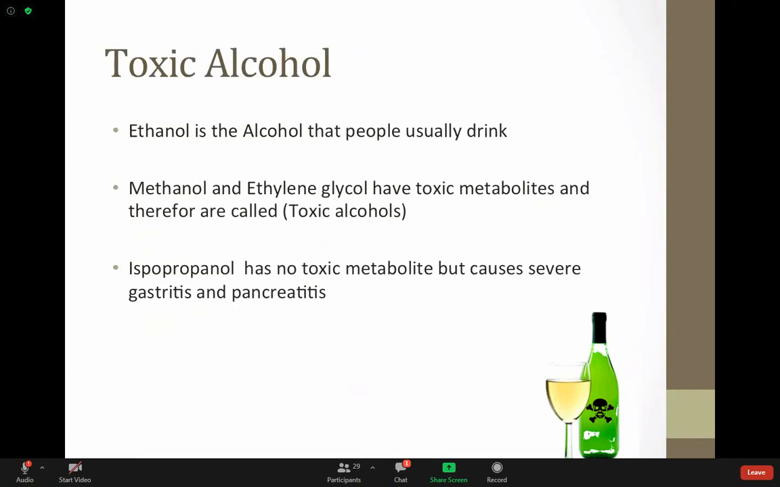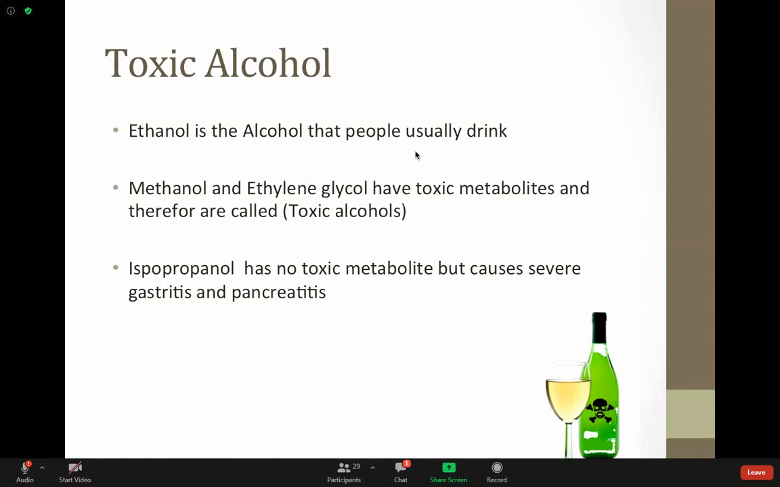Toxic alcohol: you may have heard in the news that we have some cases of toxic alcohol. It's very common to see it everywhere in the world because people try to make alcohol in their home, and then instead of producing ethanol, which is the alcohol that people normally drink, they produce methanol usually, which is toxic alcohol. If people drink radiator fluid, motor radiator, this is ethylene glycol, and it's toxic alcohol. Why do we call them toxic? Because they have toxic metabolite.